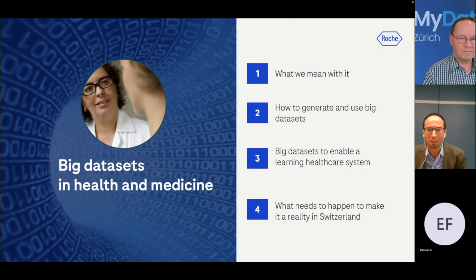We very briefly go into a bit of definition. What do we mean by a big data set? Once we know what we mean, we look into how we can generate these big data sets in a responsible, meaningful way. Once we have these big data sets, we want to see how we can use them to move from a static to a learning health system, because that's where we can really use this big data, and that's where the moonshot ambition is also coming from. Once we know what we want to achieve, we want to see what needs to happen to make this a reality in Switzerland.